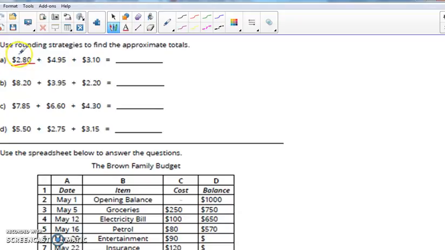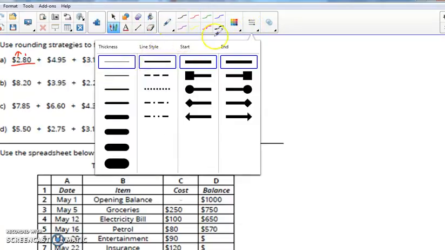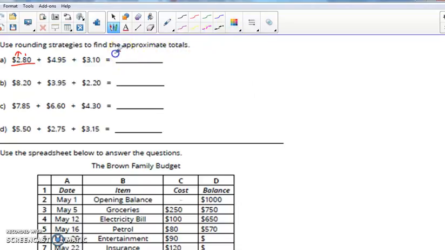$2.80. Again, we want to round up to the nearest dollar, so therefore we have a look at the tenths column, and if it's greater than 5, which it is, then this goes up to 3. So we have 3. No harm in you putting this over there. We'll change that one again as well. So, putting it there, $3 plus $4.95.